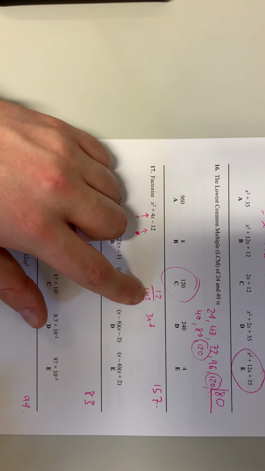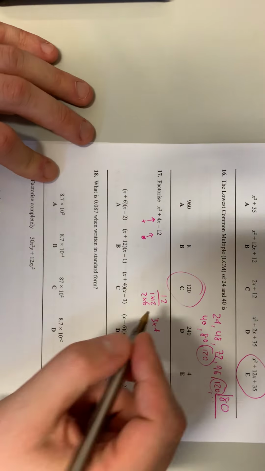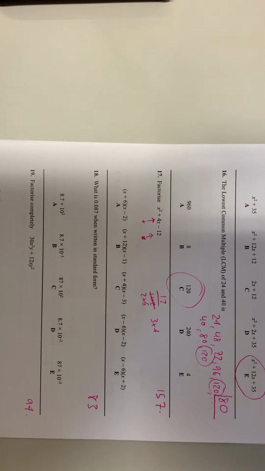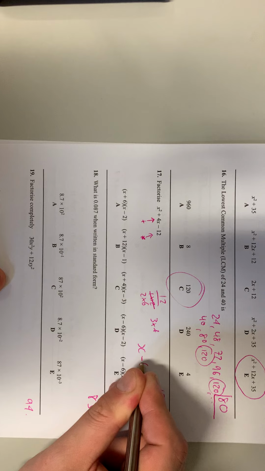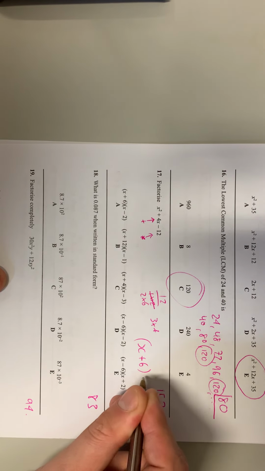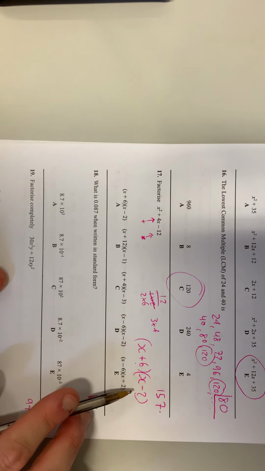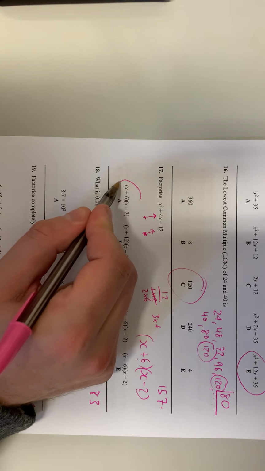So obviously if I do negative 1 add 12, I have 11. If I do 1 add negative 12, I get negative 11, so it can't be that one. 2 add negative 6 is negative 4. Right number, wrong sign. 6 take away 2 though, 4, yes. So I know that it must be x add 6, x minus 2, because 6 take away 2 gets me to 4. 6 multiplied by minus 2 gets me to minus 12. So it must be A.